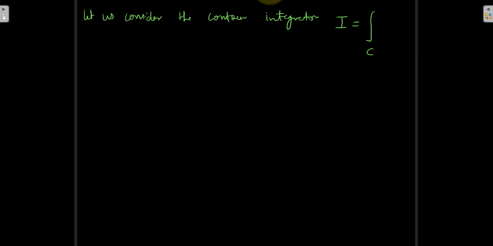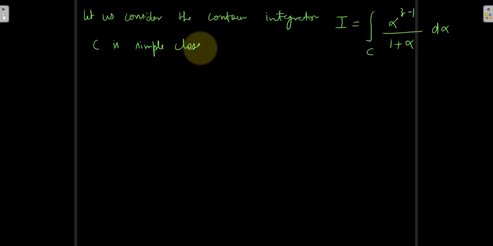Okay, so now in place of y I am going to have something like alpha to the z minus 1, and in the denominator we had 1 plus y. So now I'm going to write 1 plus alpha in the denominator, d alpha. Okay, so here what is C? C is a simple closed contour, and that contour I'm going to show in a figure.